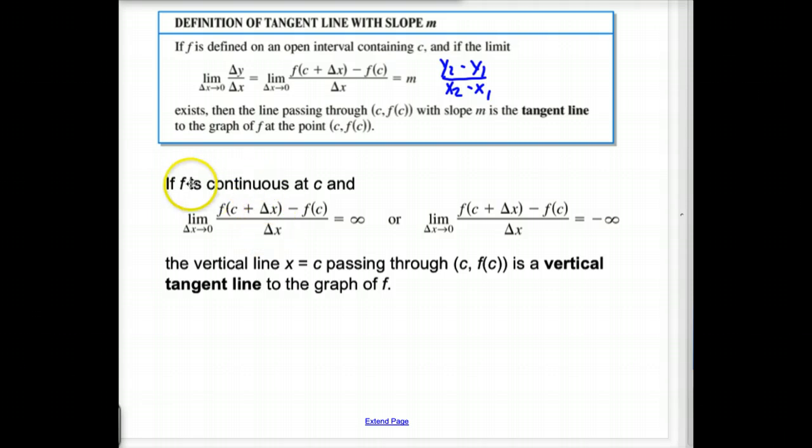Here's a follow-up. If f is continuous at C, so no jumps, no holes, no asymptotes, no oscillations at C, and your limit, which is your slope, equals infinity, or your slope equals negative infinity, then your tangent line is vertical. So does that make sense? If you're trying to find the tangent line to a graph and you end up with the slope of that tangent line being undefined or infinity, then that must be a vertical tangent line. Okay?